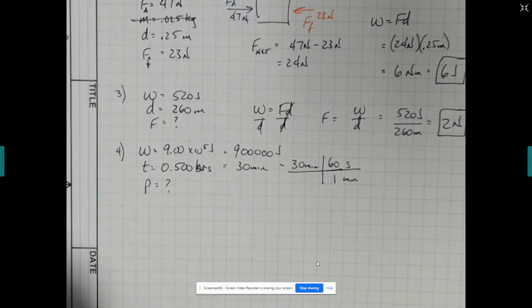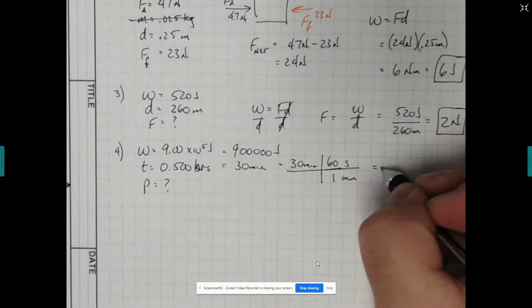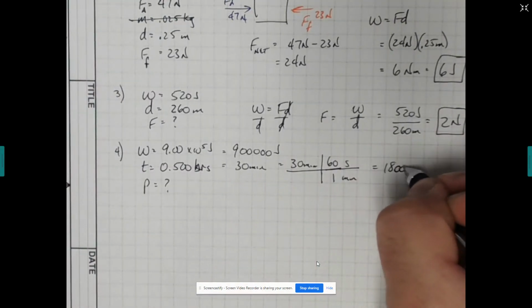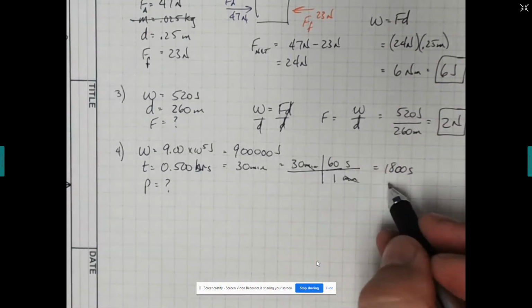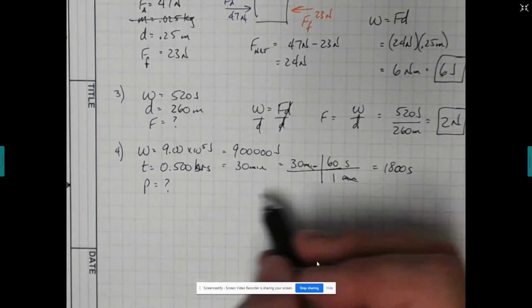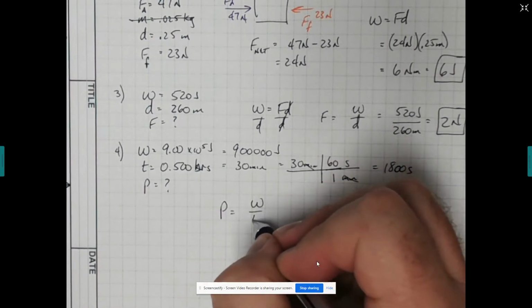1800, I'm sorry. Did I say 800? 1800. That's why I have calculators to save me. 1800, the minutes go away, and now we have seconds. Now we've converted that. We have straight joules, straight seconds, and we're looking for power. Power is equal to work divided by time.